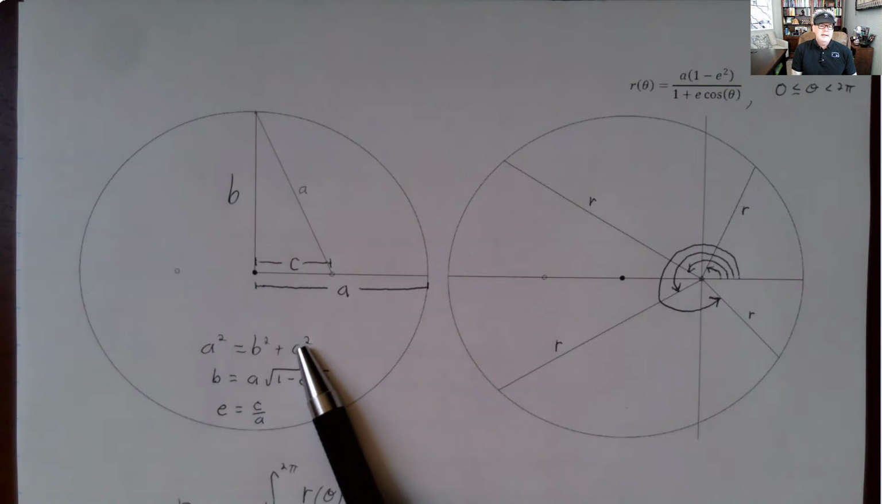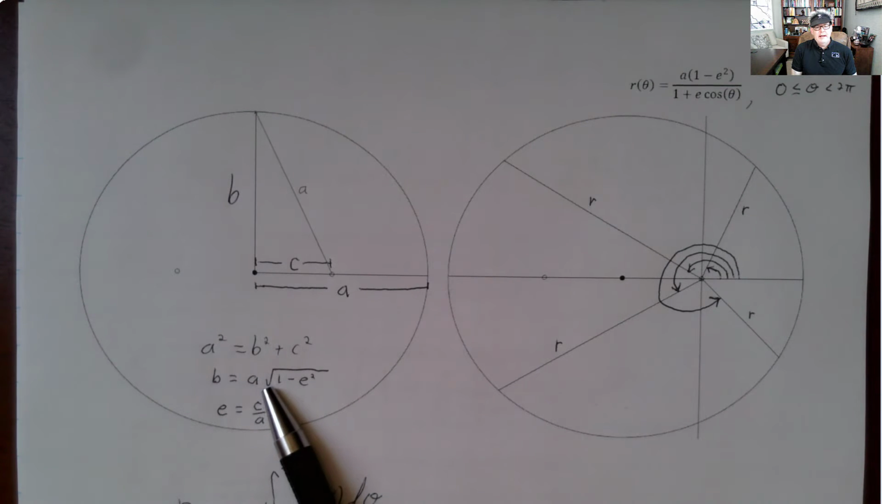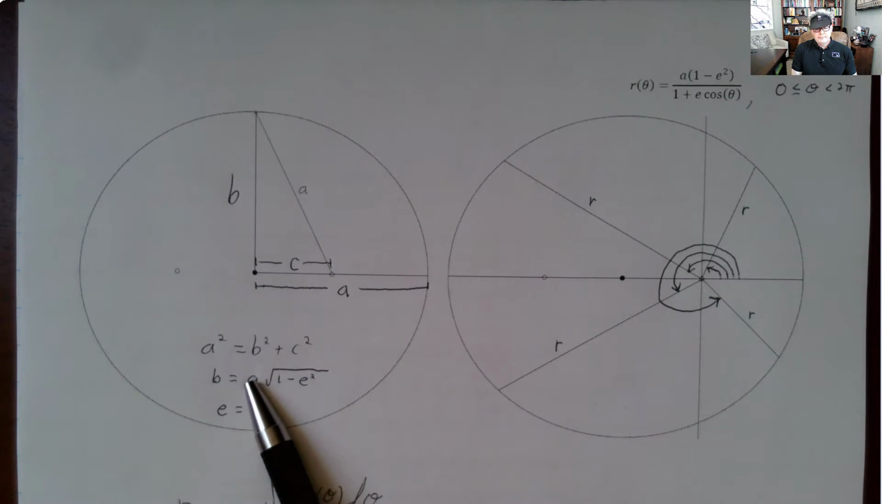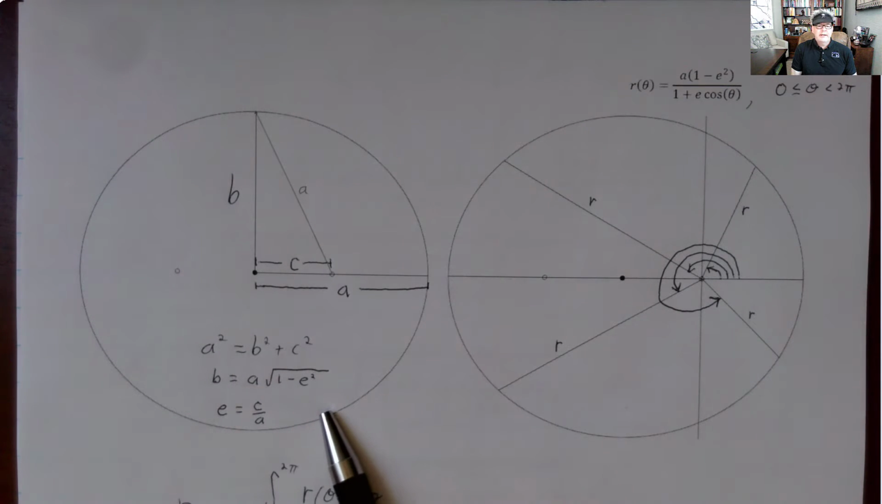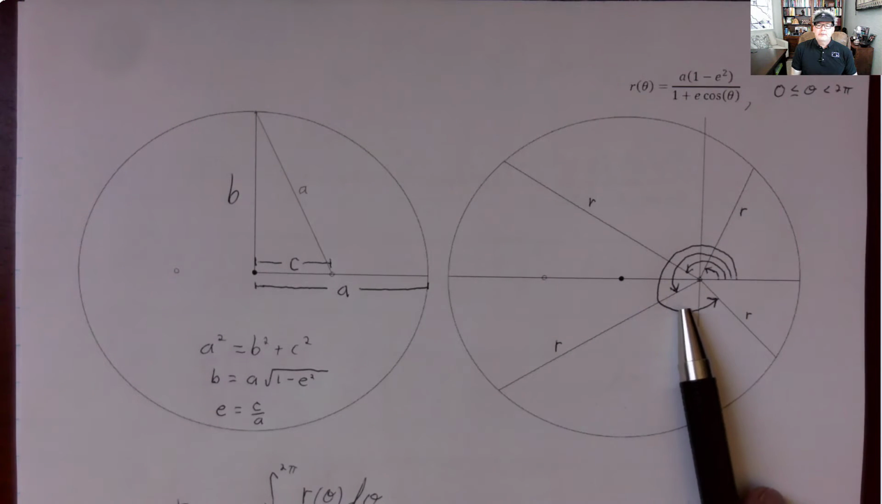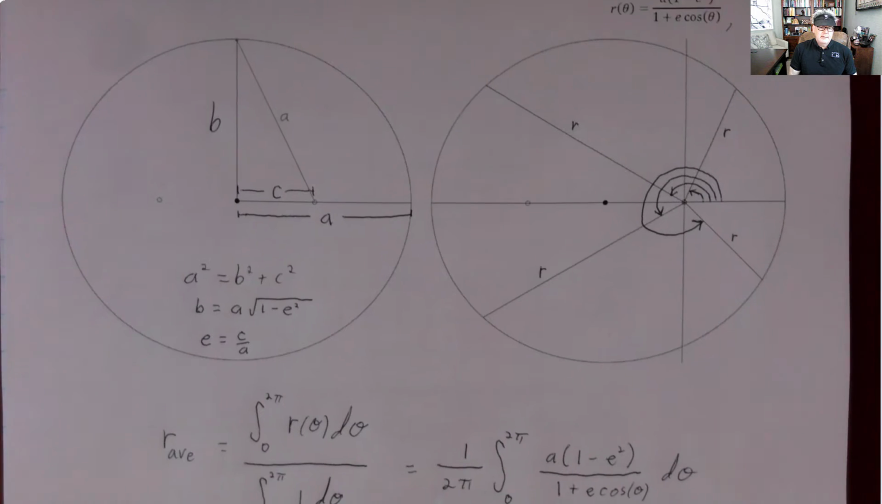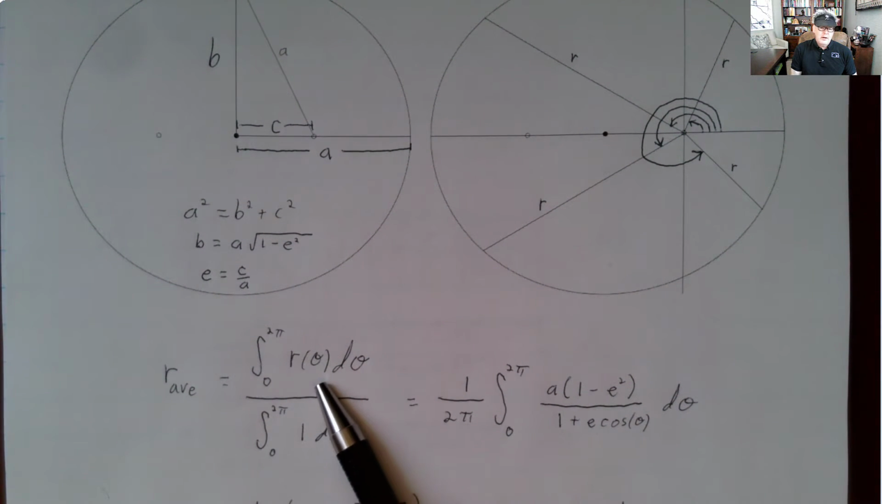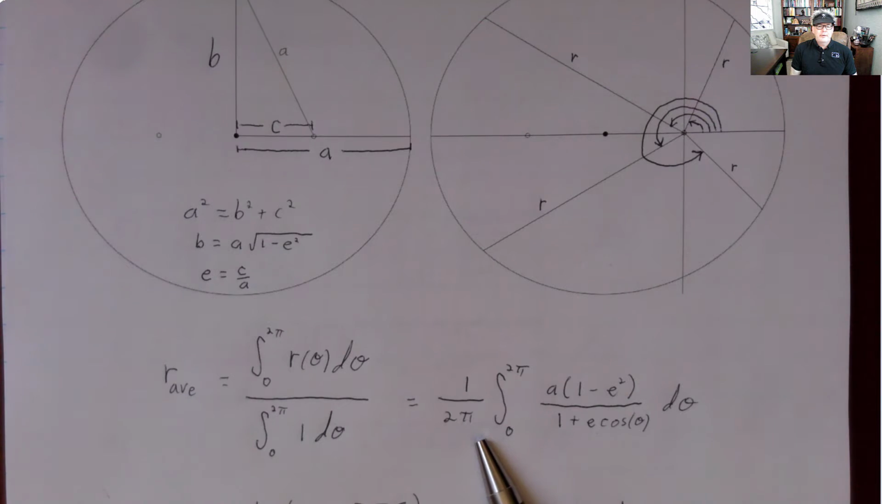So c is equal to ea. If you put that in there, then you can solve for b in terms of a, and we get this. Anyway, if we look at different angles and find the r, the definition of average value says you want to integrate r with respect to theta, divided by the total change in theta. So that would be 1 over 2 pi.